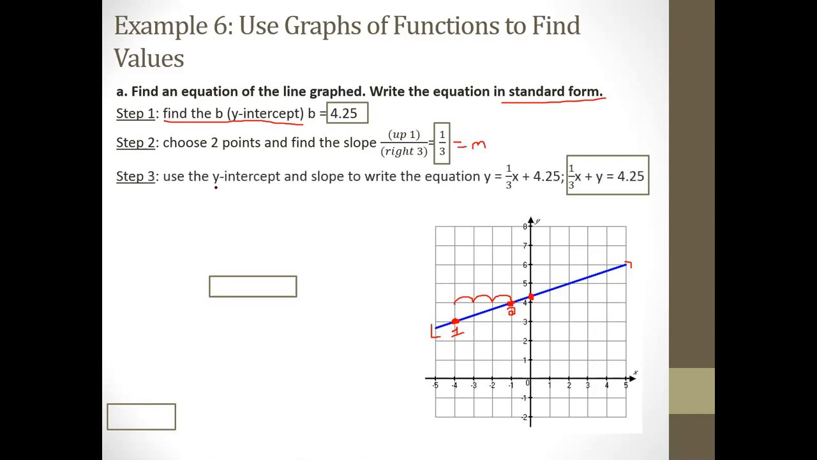Next, we're going to use that y-intercept we just found, 4.25, and the slope, 1/3, to write the equation. So it will be written as y equals 1/3 x plus 4.25.